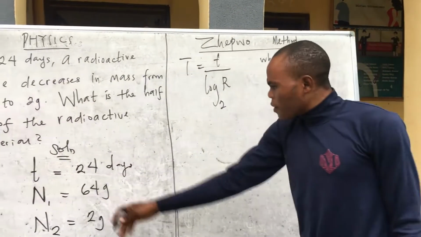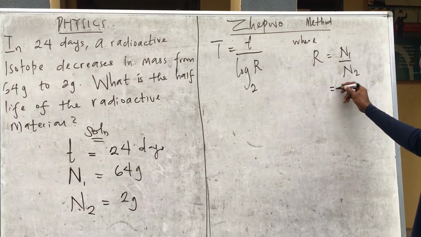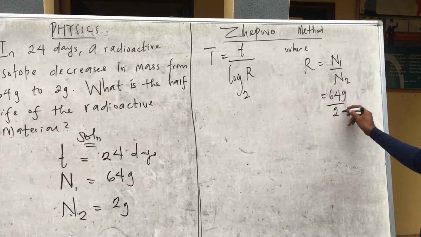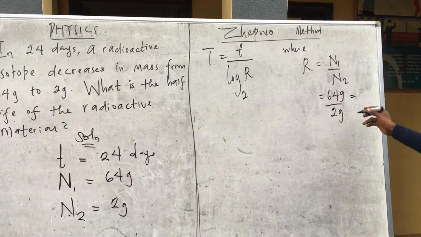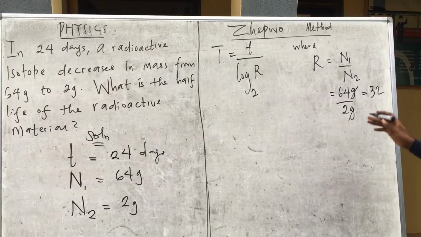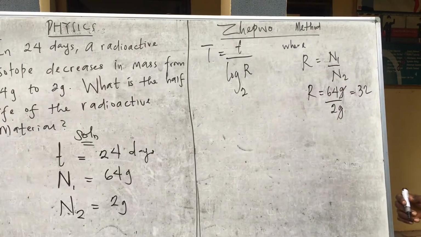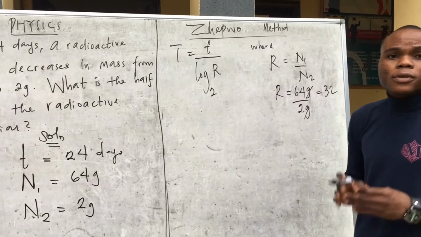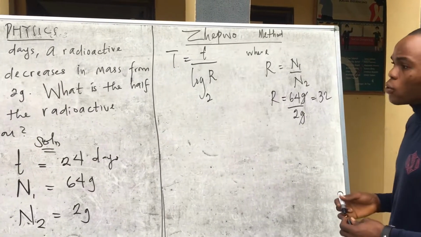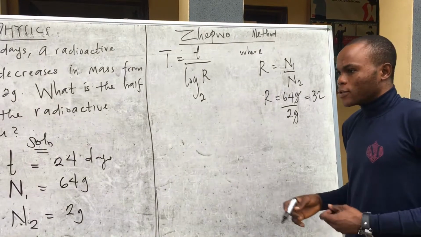So we have our N1, which is 64 grams, and then we have our N2, which is 2 grams. When you divide 64 by 2, you have 32. Of course, gram and gram will go off. So it means that your r is 32. That means the disintegrating ratio is 32. Don't forget, we are using the Zhepwo method instead of the conventional method.